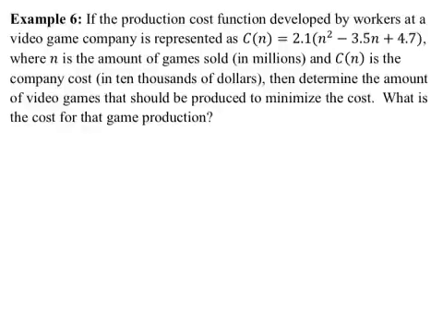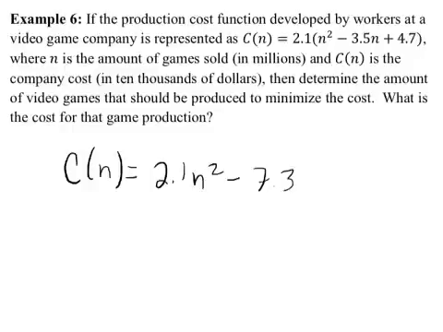If we want to minimize a cost, we have to think about what the minimum value is. To do that, again, we look for the axis of symmetry. So let's write this out by distributing the 2.1 first. Okay, distributing this 2.1 to each term. That's what we're going to get.